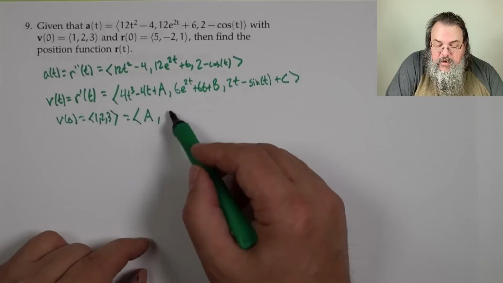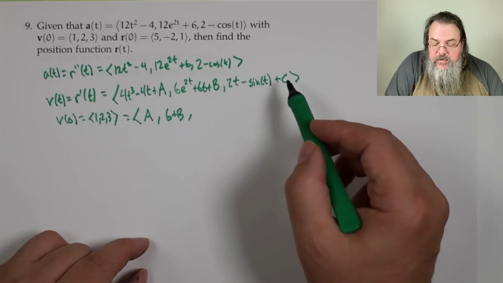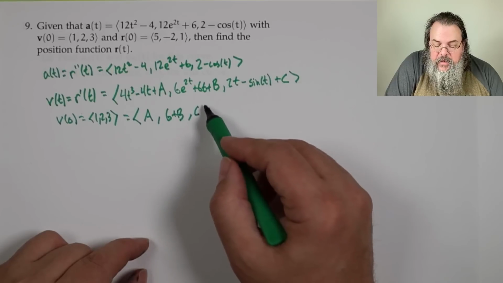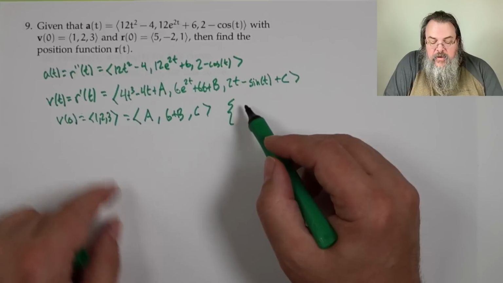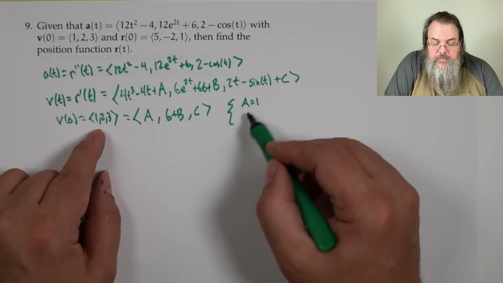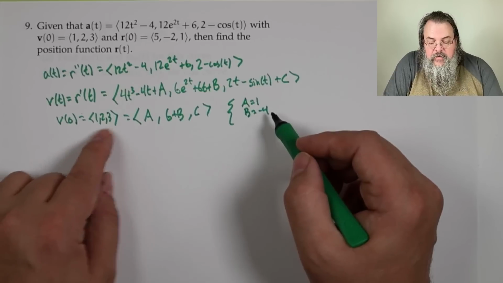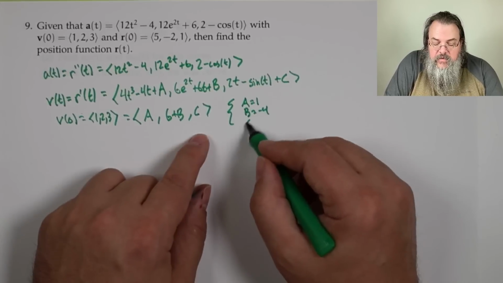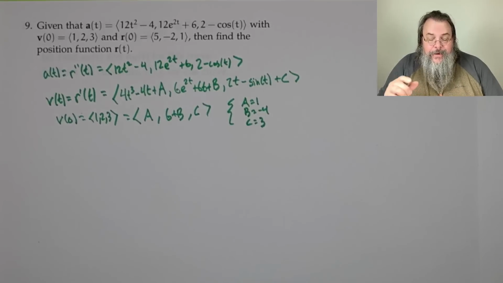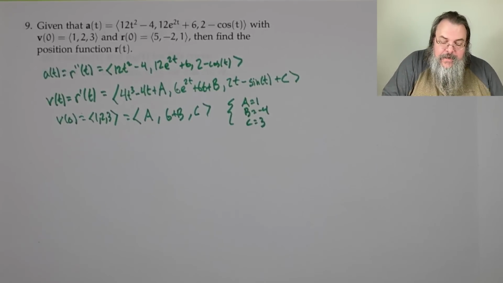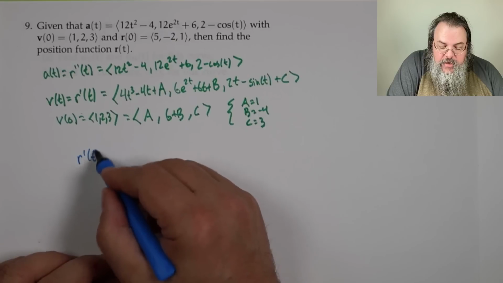6, e to the 0 is 1, so 6 plus b. And 0, 0, c. So we have a, 6 plus b, c. Okay, so that tells us a equals 1. B is minus 4, right? Because 6 minus 4 is 2. And c equals 3. All right, so with all of that, put it back in. And now we have our r prime of t.